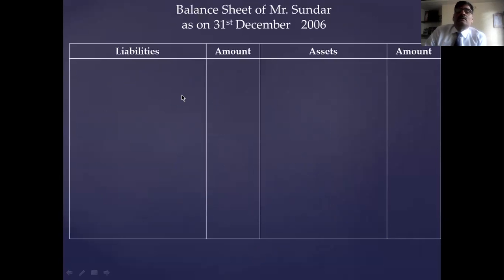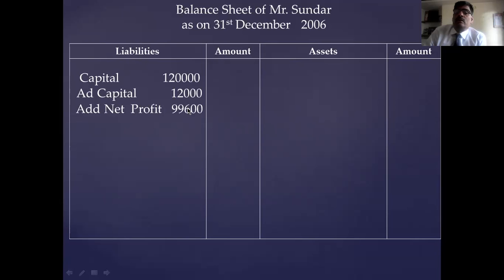In the balance sheet, liability side, you take the capital. Opening capital is 1,20,000. Next, add additional capital. Additional capital is 12,000. Add net profit 96,600. These are the additions you make. The total is 2,31,600. Less drawing. Drawing is 18,000. Deduct it. Closing capital is 2,13,600.